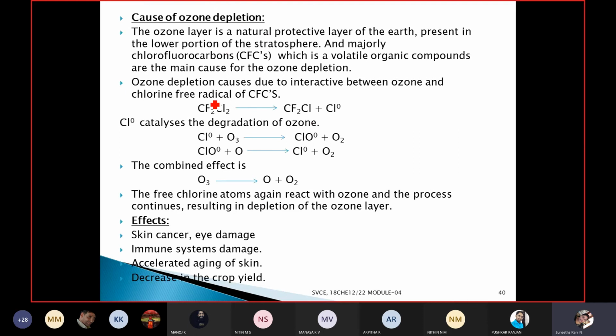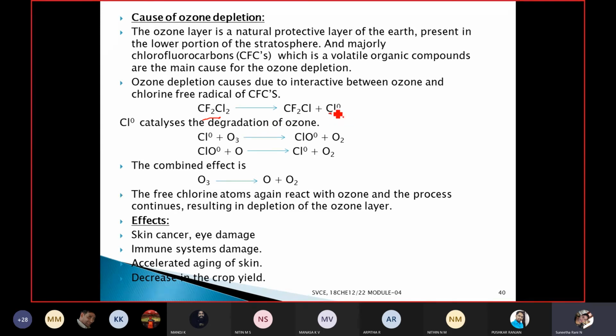The cause is naturally because of CFCs, chlorofluorocarbons. An increase in the level of chlorofluorocarbons decreases the ozone. How does the depletion take place? The formula for CFC is CF2Cl2. It undergoes a free radical reaction, and chlorofluorocarbons are highly volatile. It dissociates to give CF2Cl and a free radical, the Cl radical.